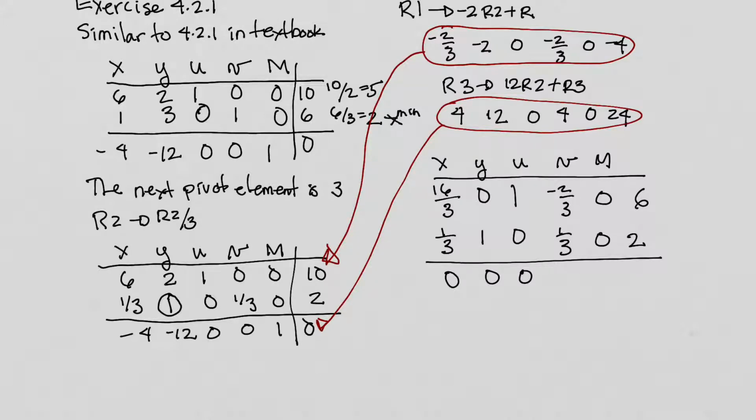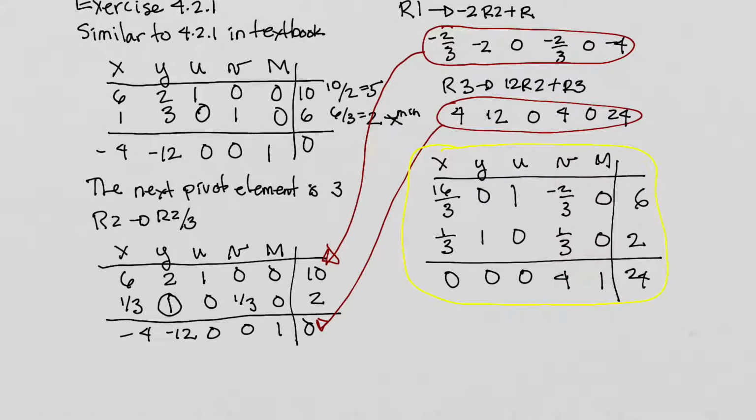And now we'll take that 4, add it to that 0. That'll give us a 4. And then we can take that 0, add it to that 1. That'll give us a 1. Let's get a 1 there. And then finally we can take this 24 and add it to that 0, and that will give us 24. And that's our next tableau.